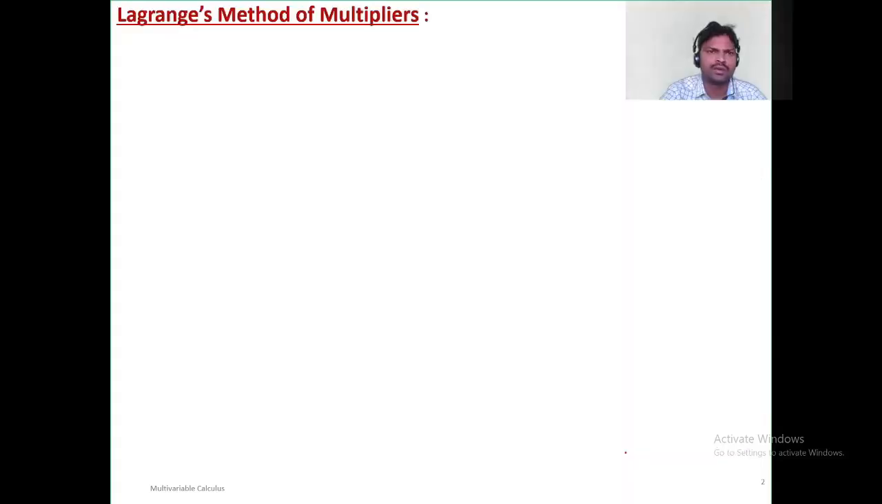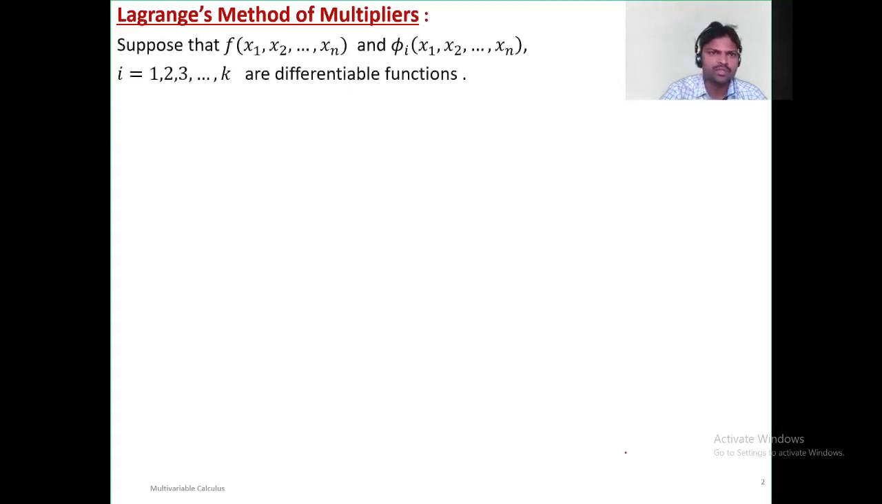We are going to discuss Lagrange's method of multipliers, which gives you the maxima and minima of a function, particularly a multivariable function. Now let us enter into the details. Suppose that f is a function of n variables, and constraints are given, which are functions of again n variables, phi i, where i is running from 1 to k. So k constraints are given, phi 1, phi 2, phi 3 and so on up to k. All these are differentiable functions, as you know from PUC.